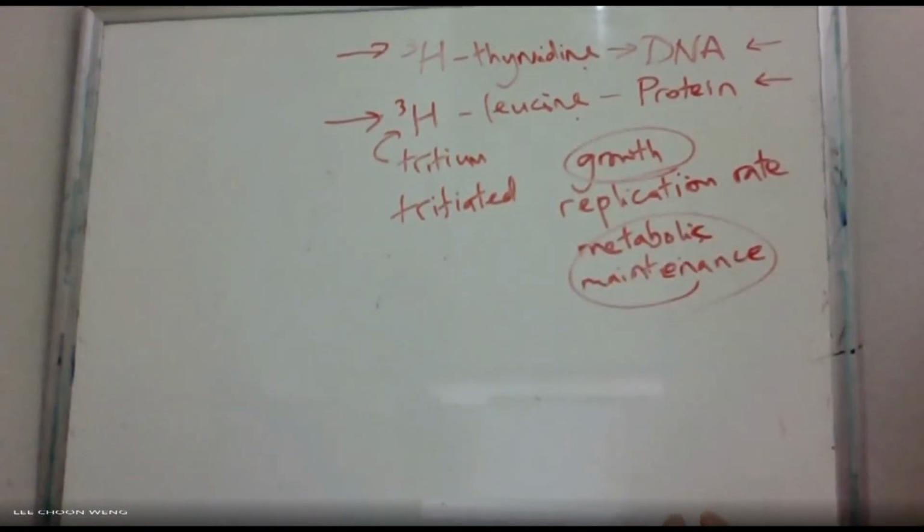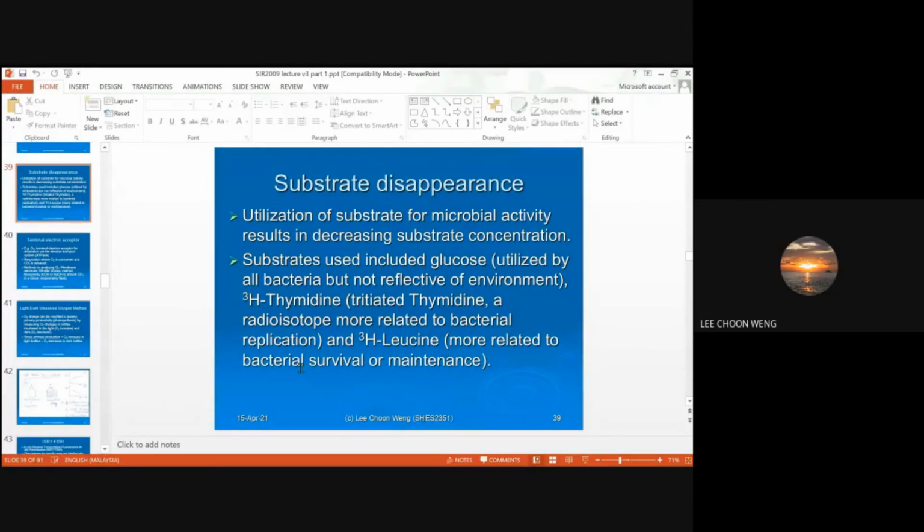So that's how scientists are now able to use radioisotopes to reduce the incubation time required to measure microbial growth. Tritiated leucine is more related to bacterial survival or maintenance, whereas thymidine is related to bacterial replication.